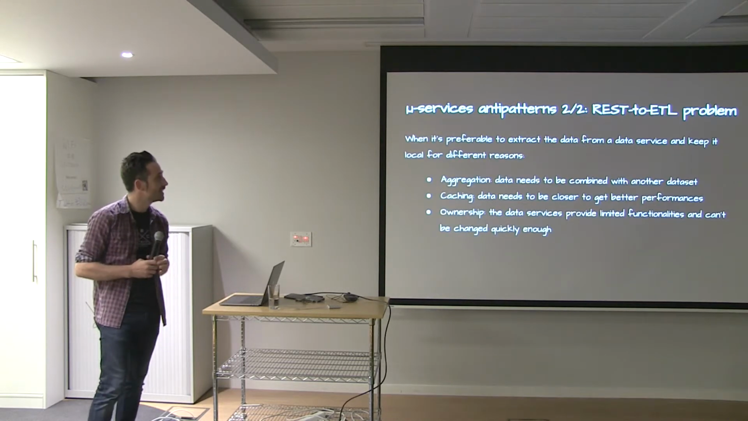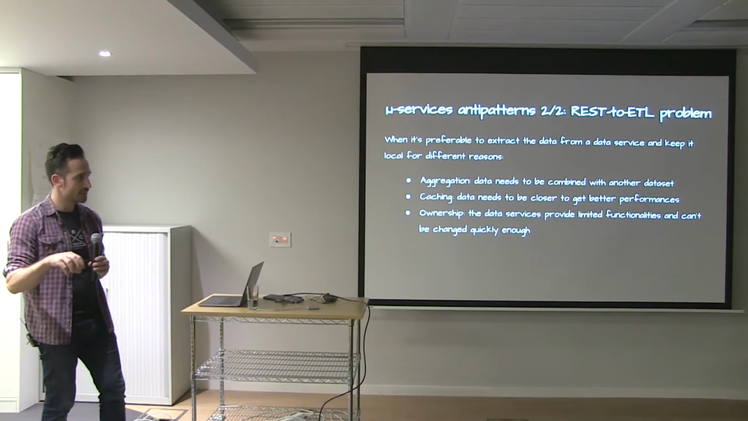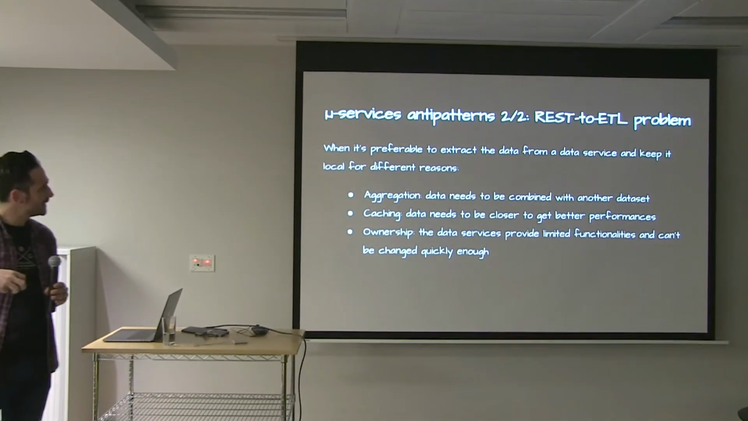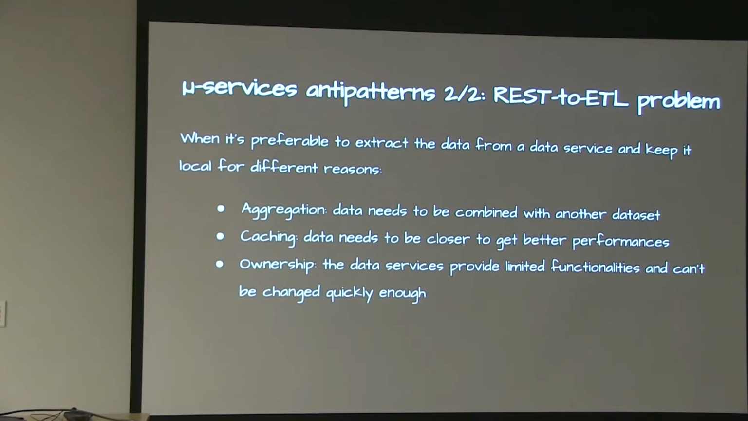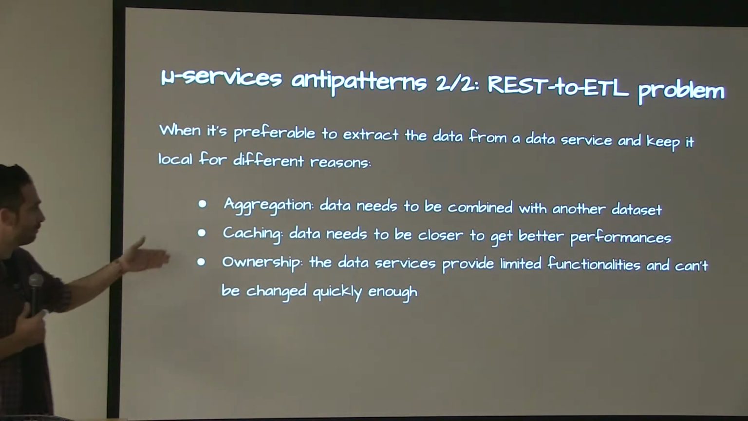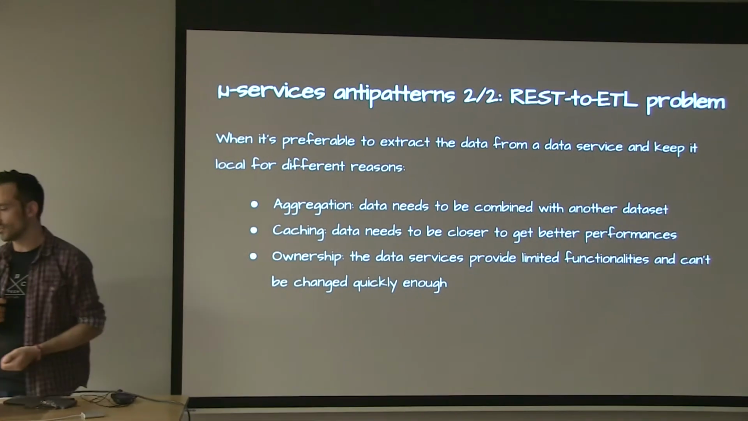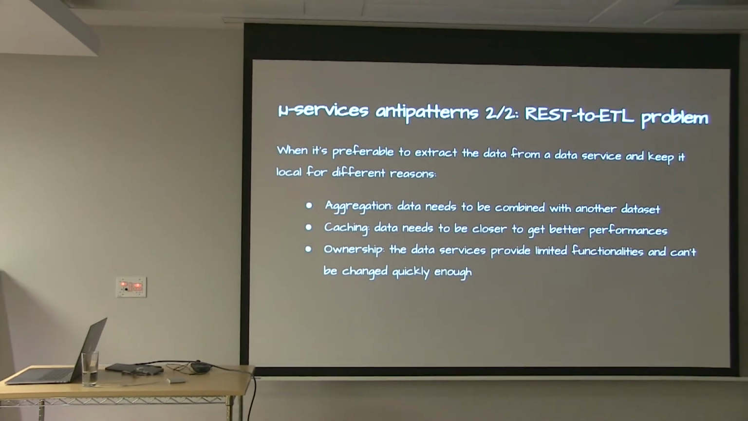And the second one is the REST to ETL problem. So when you are building a service, but you prefer to suck all the data and to keep it into your local service for a number of reasons, like aggregation, you have to aggregate with other data, so you prefer to keep it together. The second and probably the most important one is caching. For performance reason, you want to keep the data close to your service. And the third one is ownership.